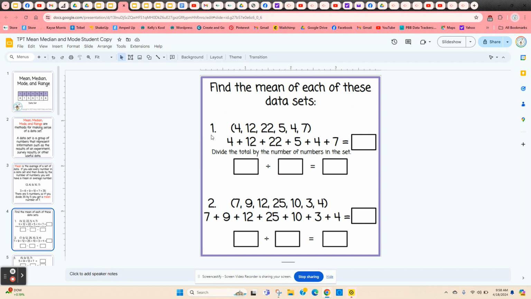Students are going to be doing that on the next 2 problems. They have to take their data set, add all of the numbers together. They're going to type in the sum here. And then again here. They're going to divide by 6 because there are 6 numbers. And then we'll get our mean. They're going to type in here.